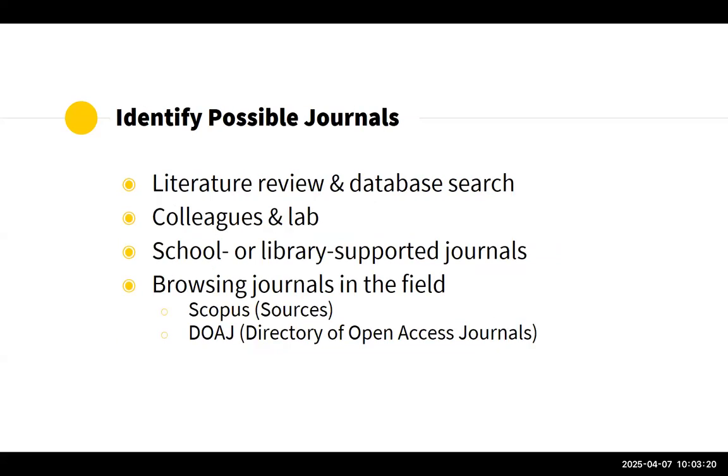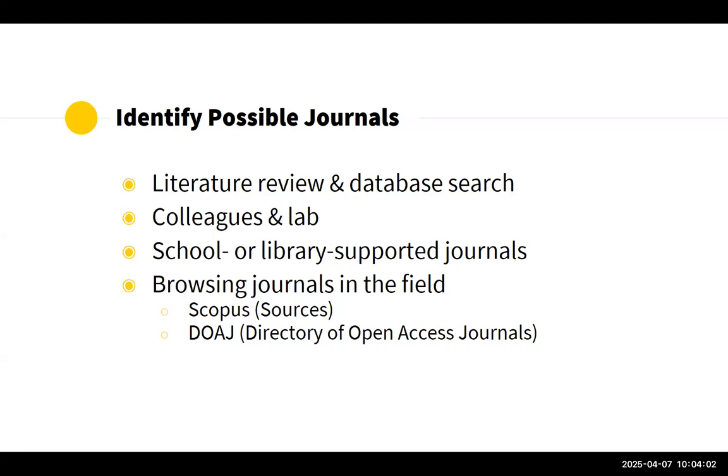So, step one is identifying possible journals that you want to compare. And the first and easiest way to do this is what you'll already be doing for your research. And that is when you're doing a literature review and searching databases, looking to see what's already been published out there, just write down the journals that you find. If they've published about this topic before, then that will likely be a good journal for your research.